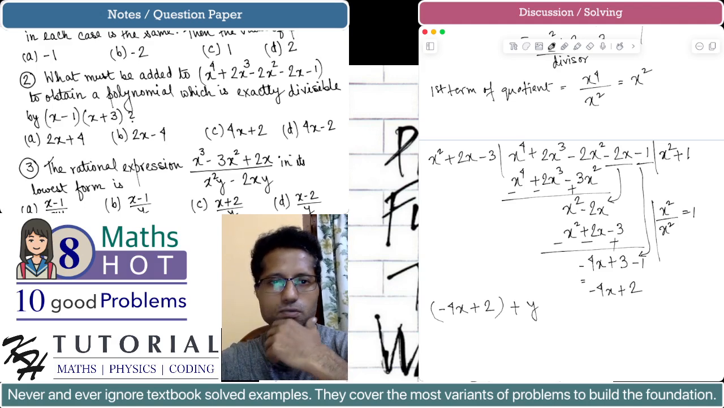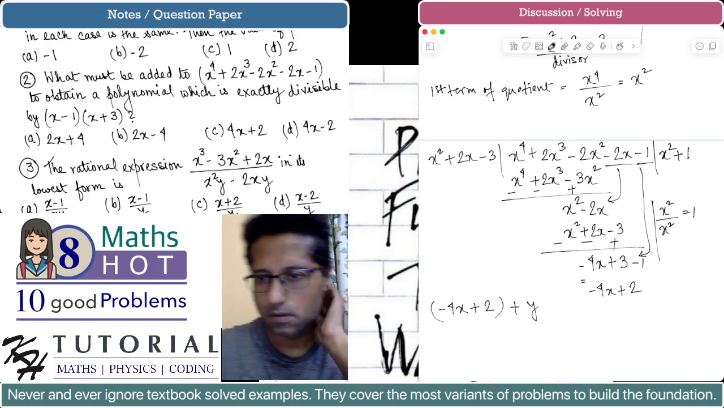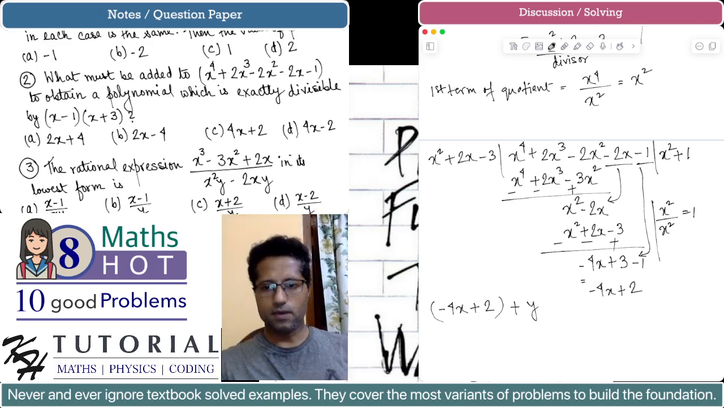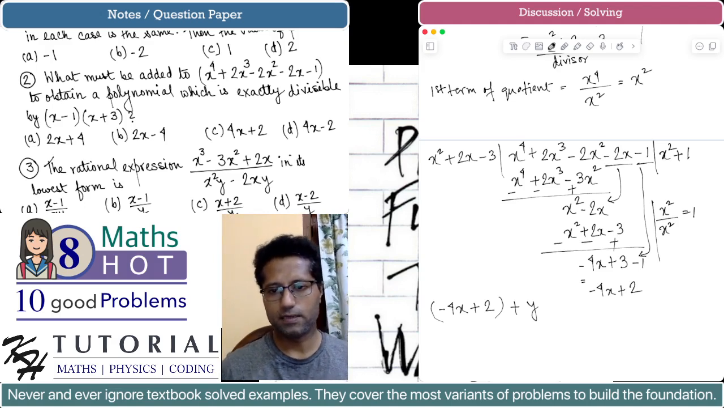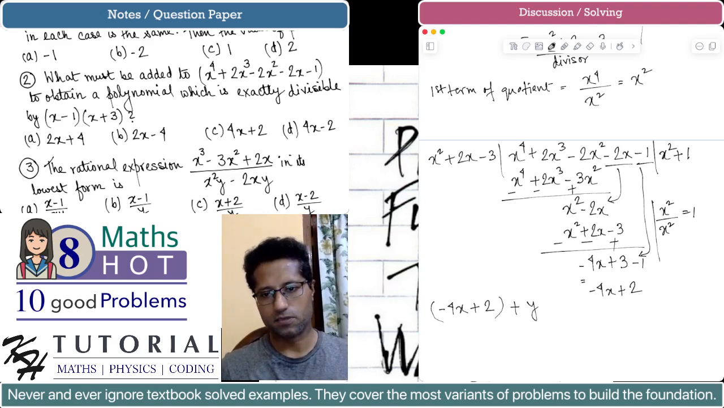x square minus 2x plus 1. So x square plus 2x minus 3, minus 4x plus 3. So what can we add? What can y be, so that this expression minus 4x plus 2 plus y will be exactly divisible by the divisor, that is x square plus 2x minus 3?